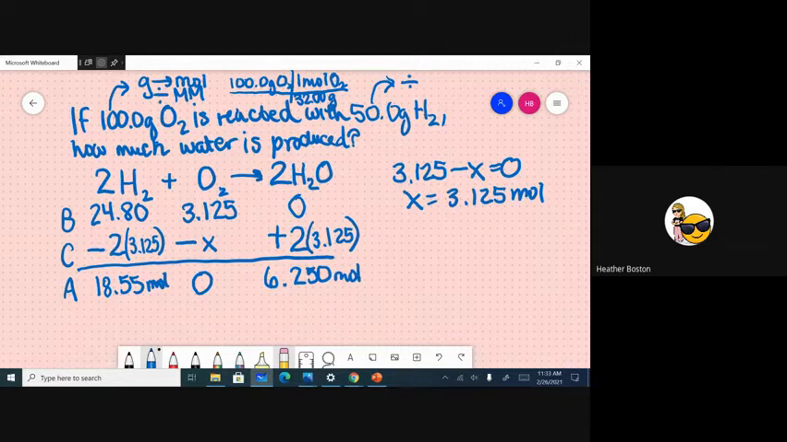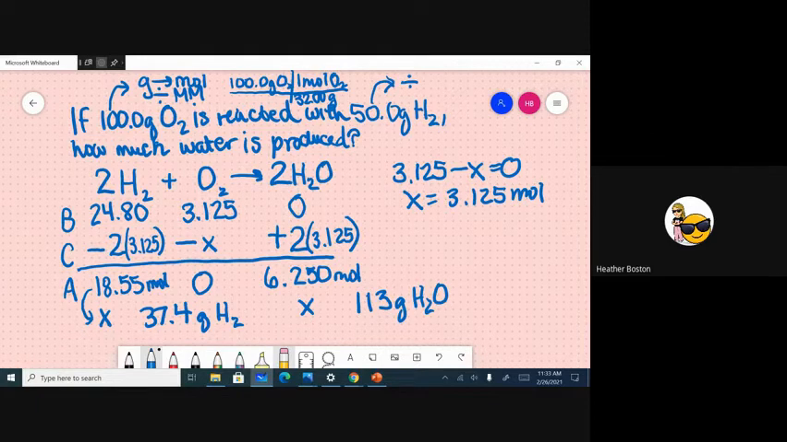Now, to turn this back from moles to grams, remember that we multiply. So I'm going to multiply 18.55 times the molar mass of hydrogen to get 37.4 grams of hydrogen left over. And then I'm going to multiply this by the molar mass of water. So it'll be 6.250 times 18.016. And I get 113 grams of water.